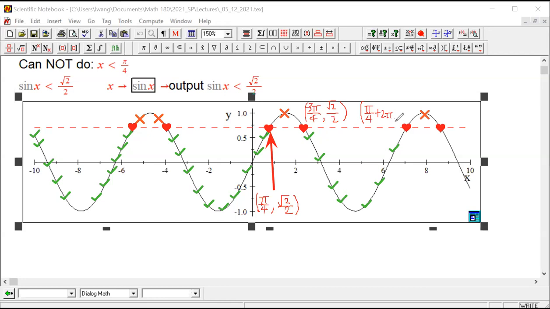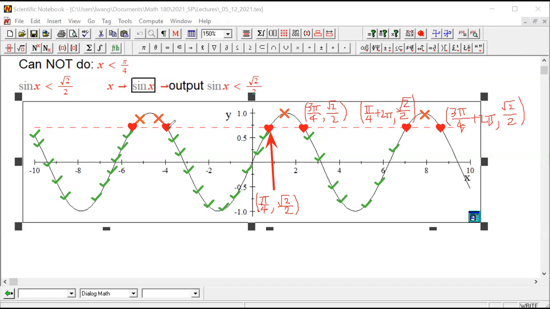I hope this exercise will open your mind about the power of a function and its graph. Okay, how about this point? That's 3 pi over 4 plus what? Plus 2 pi. So you can imagine this process will keep going forever. In the other direction, what will happen?